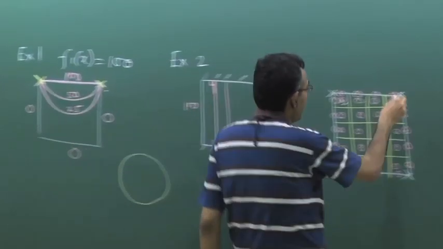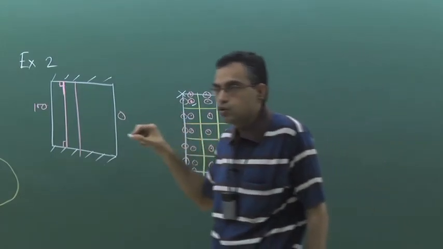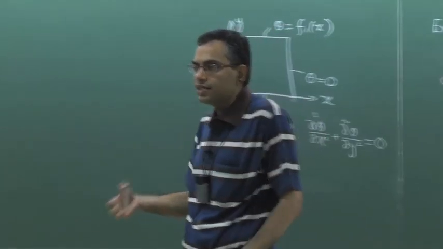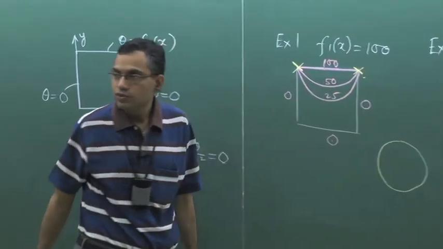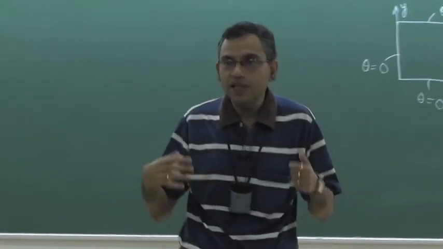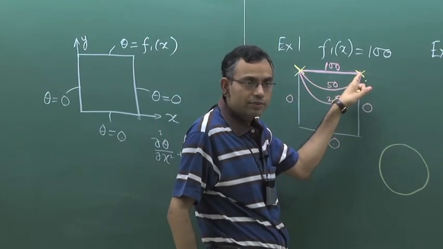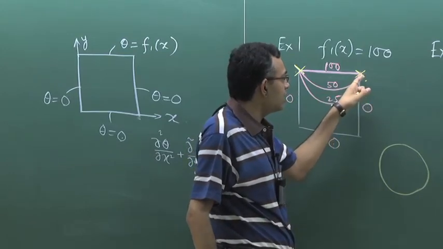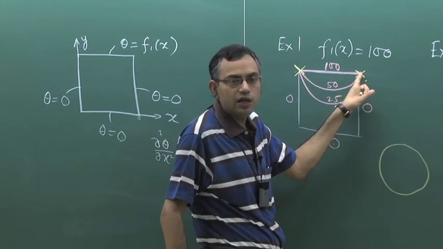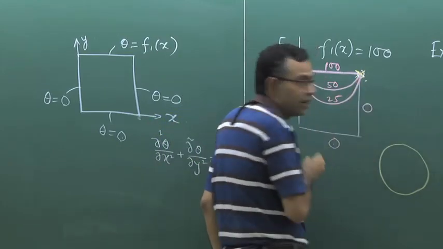But these corner points are not considered. Why these corner points are not considered is because these are points of singularity. At this point the temperature is neither 100 nor 0. Sometimes some people say, okay, let us make it 100 plus 0 by 2. That is not the proper way of handling it. These points are usually avoided because these are points of singularity, and because these belong to two boundaries and these two boundaries have different conditions, it is impossible to impose a condition at that common point. So, typically this point is just excluded.